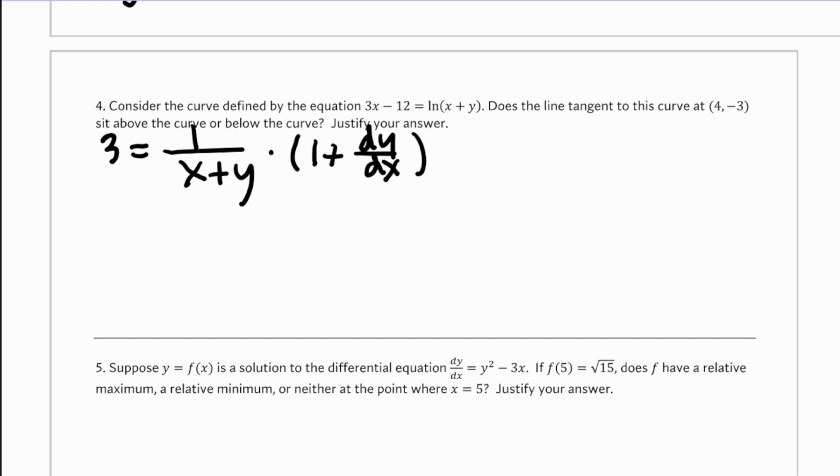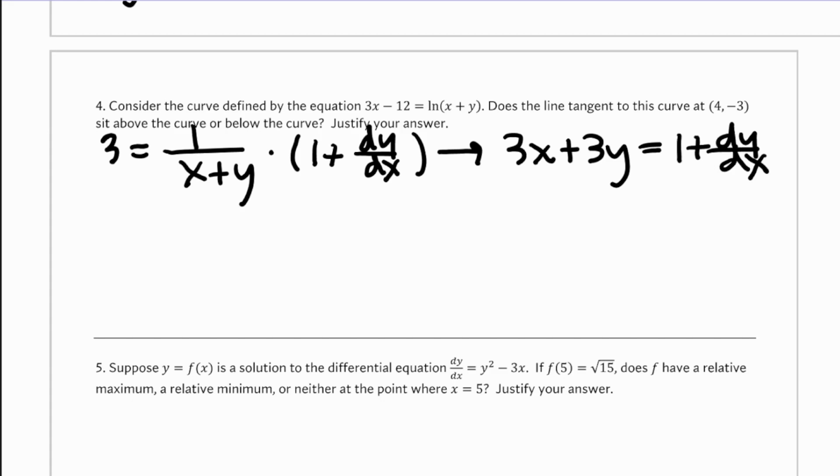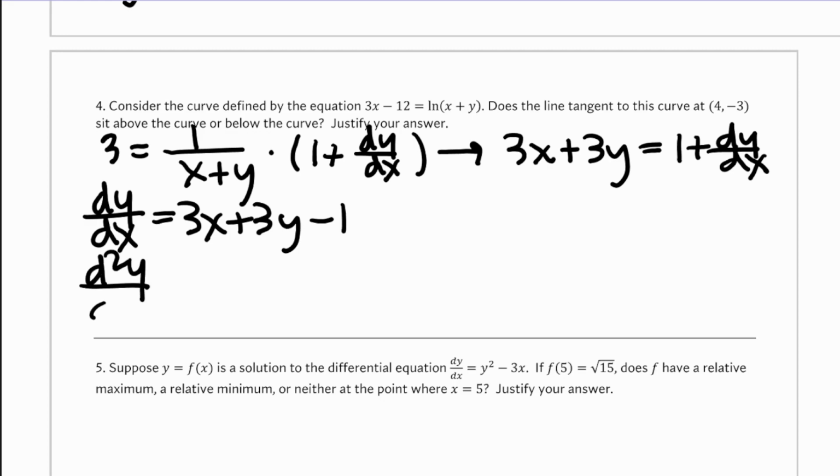Okay. So if I want to eventually take the second derivative, I should solve for dy/dx. So I'm going to multiply both sides by this x plus y. So I'll have 3 times x plus y, which is 3x plus 3y, and that'll equal 1 plus dy/dx. Okay, and then I guess I could subtract 1 and get dy/dx equals 3x plus 3y minus 1. And then the second derivative would be 3 plus 3 dy/dx.